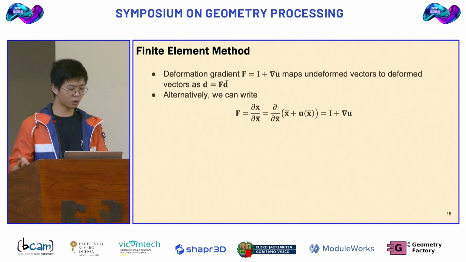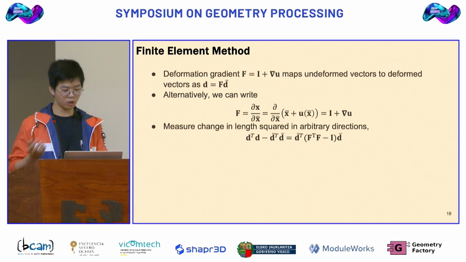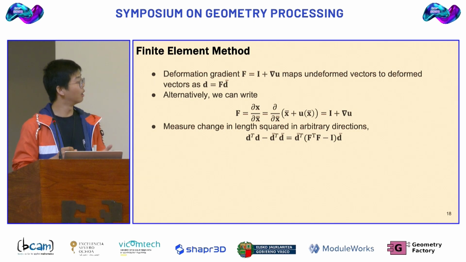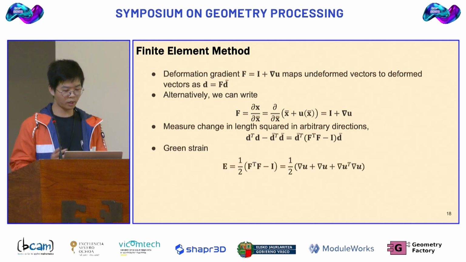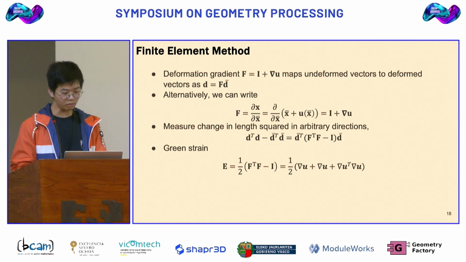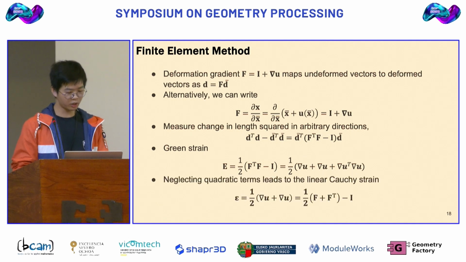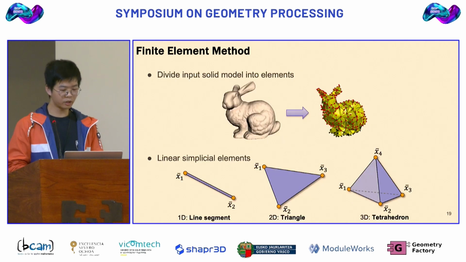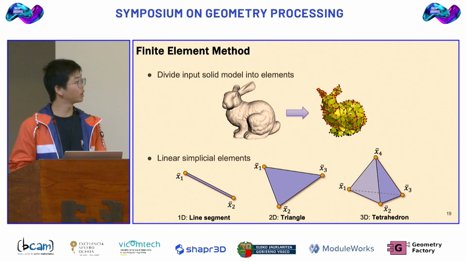And alternatively, we can also write this deformation gradient as dx over dx bar. So now if we measure the change in squared length, we can obtain the middle term, which is one half of F transpose F minus I. And this part is basically the Green strain, which has this right side quadratic term. And if we neglect this quadratic term, we arrive at this linear Cauchy strain. Okay, so now we know the basic idea of deformation gradient and strain.